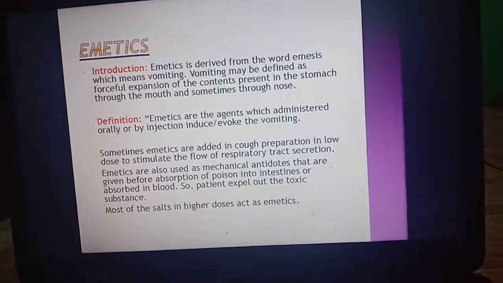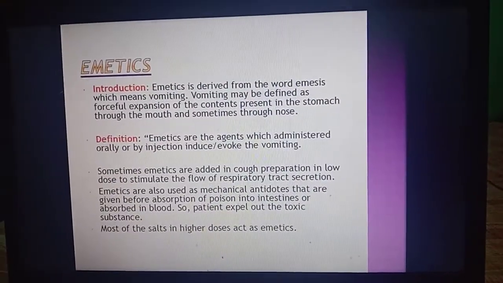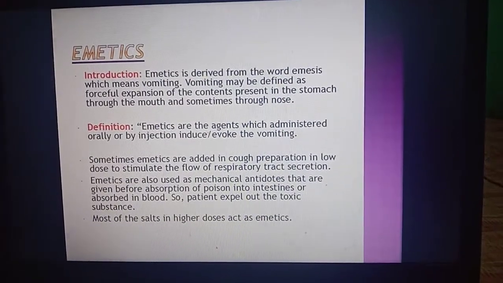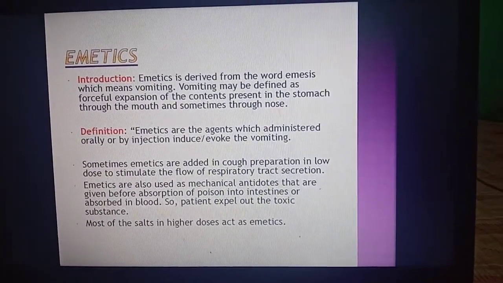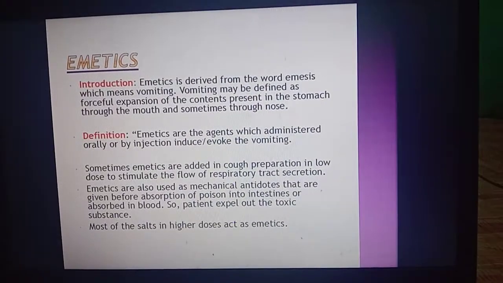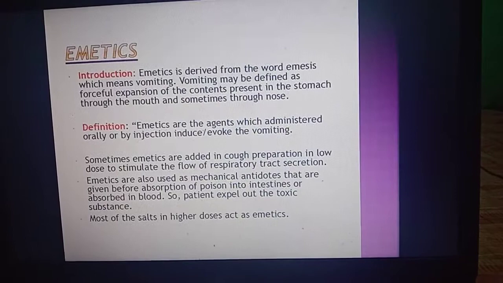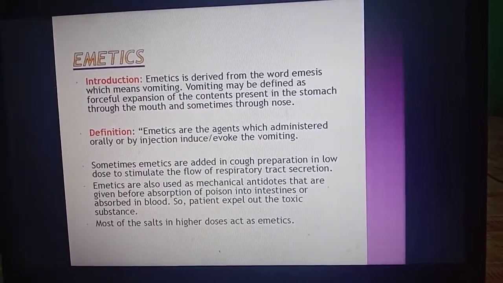Now, what are emetics? Emetics is derived from the word emesis, which means vomiting. Vomiting may be defined as the forceful expulsion of the contents present in the stomach through the mouth and sometimes through the nose. Now, the definition we can get: emetics are the agents which, administered orally or by injection, induce or evoke vomiting.